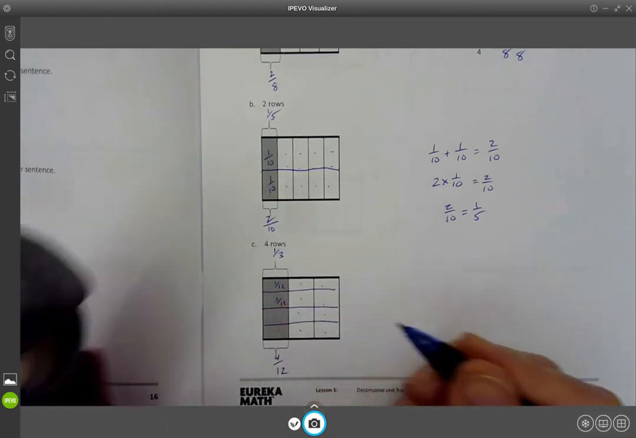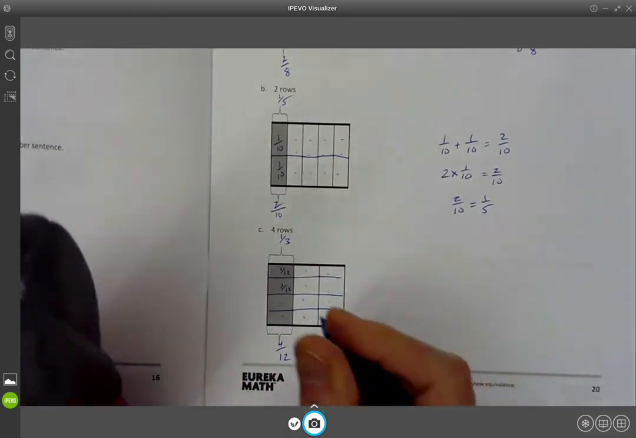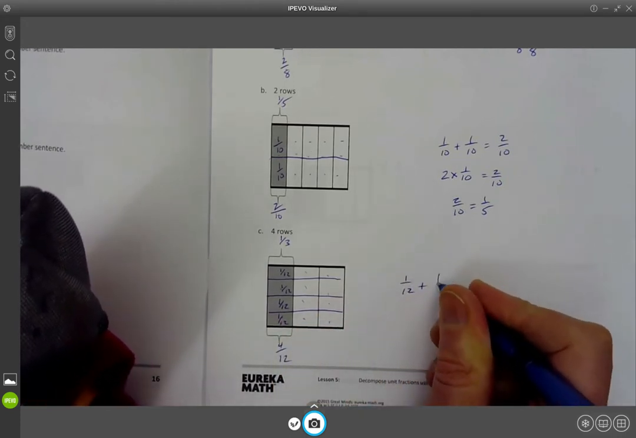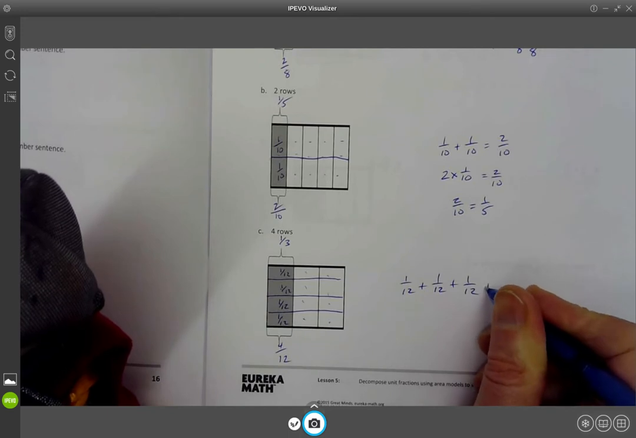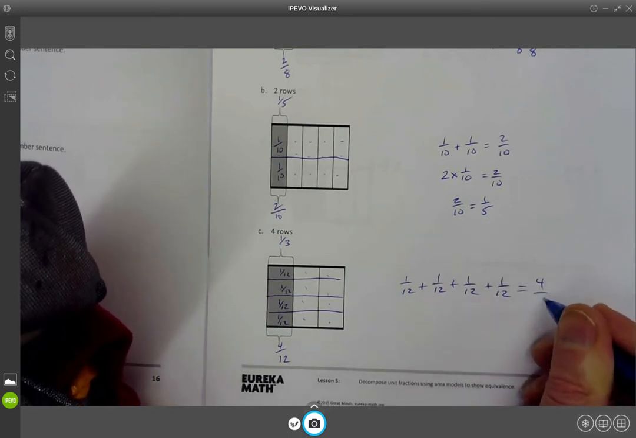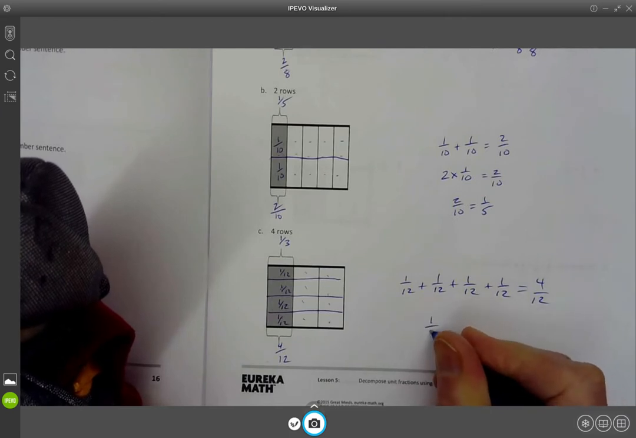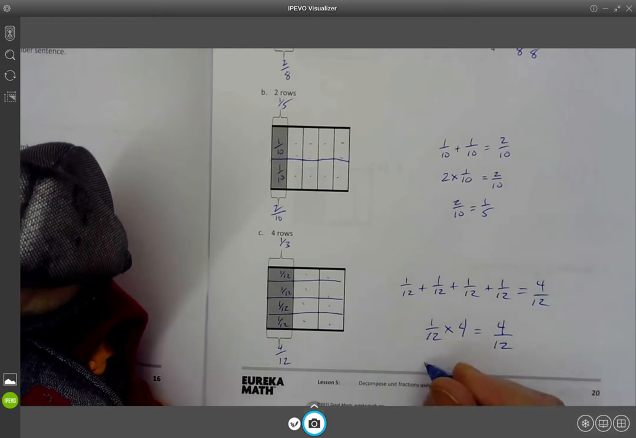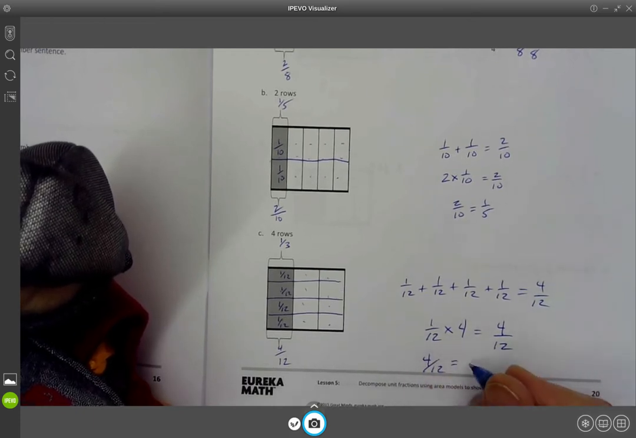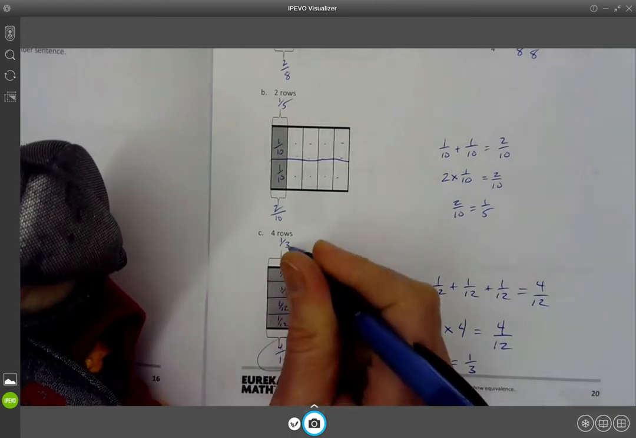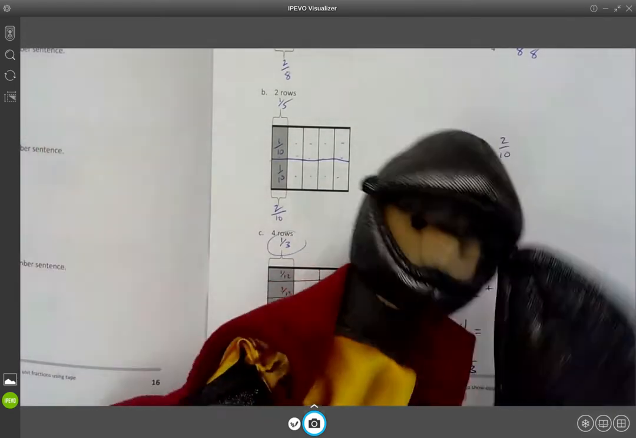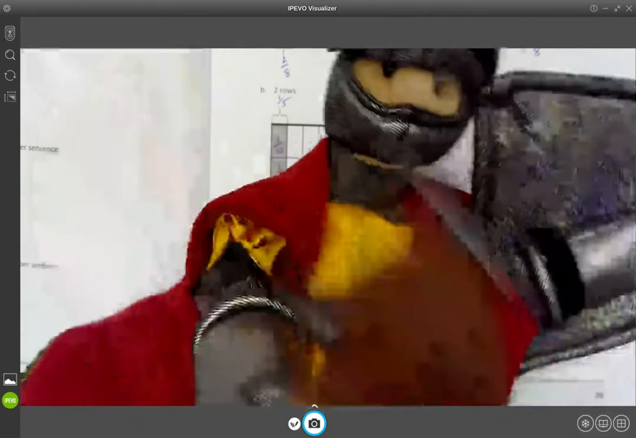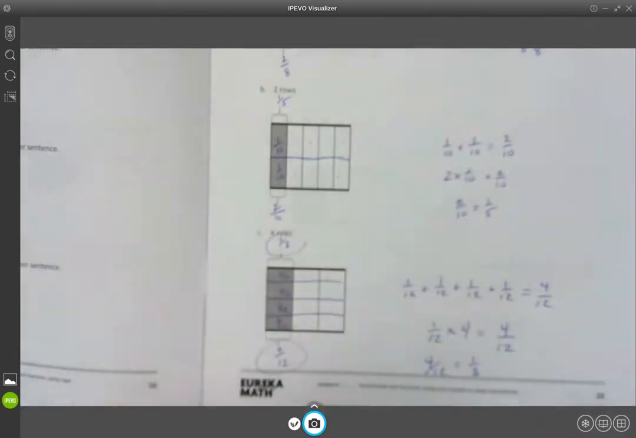They're so tiny. Like me, they're powerful, but small. All right, 1/12 plus 1/12 plus 1/12 plus 1/12 equals 4 twelfths. 1/12 times 4 equals 4 twelfths. And 4 twelfths equals 1/3. 4 twelfths, 1/3. They are the same. Very good, we have done page 20 with no problems at all. It is because of my excellent mathematical skills that we have gotten this far on our quest.